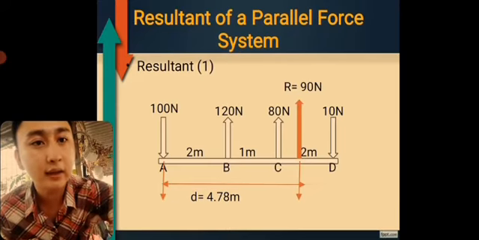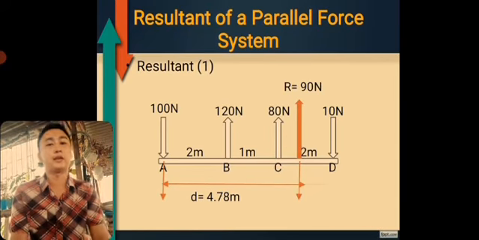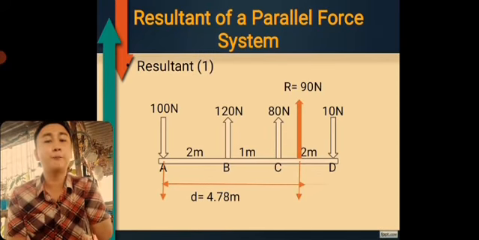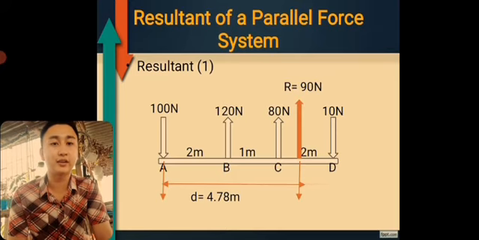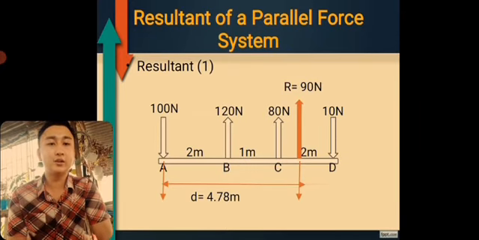Let's take a look at the distance of the resultant. As you can see in the figure or the PowerPoint, the distance of the resultant is 4.78 meters, and the resultant is equal to 90 Newton.